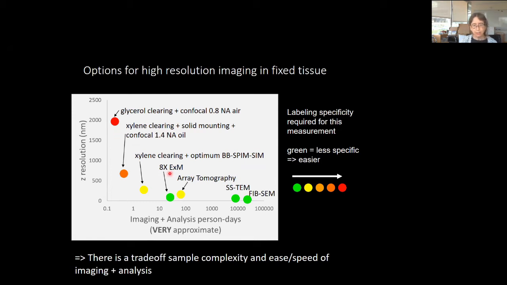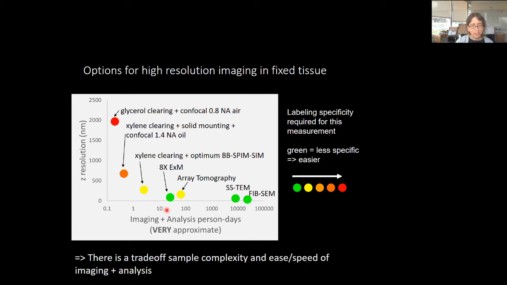So you want to be somewhere in the middle, where you're making a sample where the labeling is specific, but not so specific that it's too hard to make the sample, and the imaging and analysis is pretty easy. And so at the time that we were planning this microscope, xylene clearing plus a Bessel Beam SPIM-SIM scope struck a good balance. You did need quite specific labeling. You needed a specific label on those presynaptic sites. You needed a specific label on your potential postsynaptic partner. But then the imaging, once you built the scope, would be pretty easy, and the analysis would be easy. It wouldn't require detailed tracing or things like that.